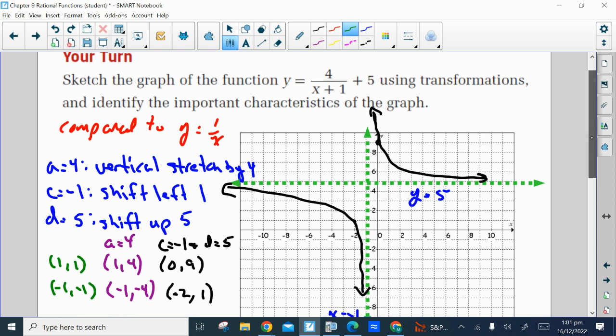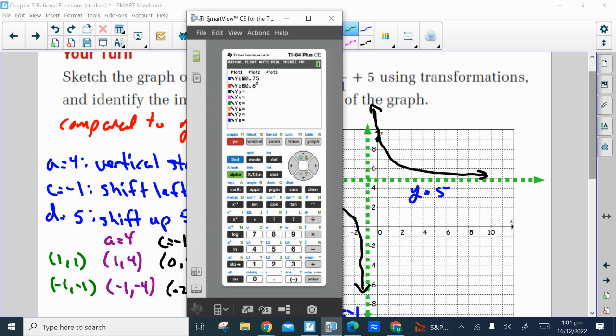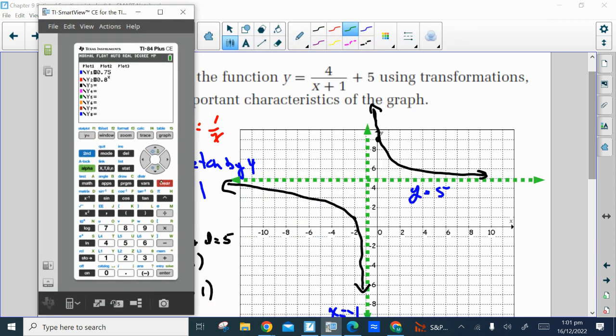So let's use our graphing calculator to check this one. I need to use some brackets here. I need to keep the rational expression part together, so I open bracket for that. 4 is all I have on the top, so I can just leave that as is. But for the denominator of x plus 1, I also have to put that in brackets to keep it together. So close the bracket on the x plus 1, close the bracket on the rational expression, and then we have a +5 on the end.